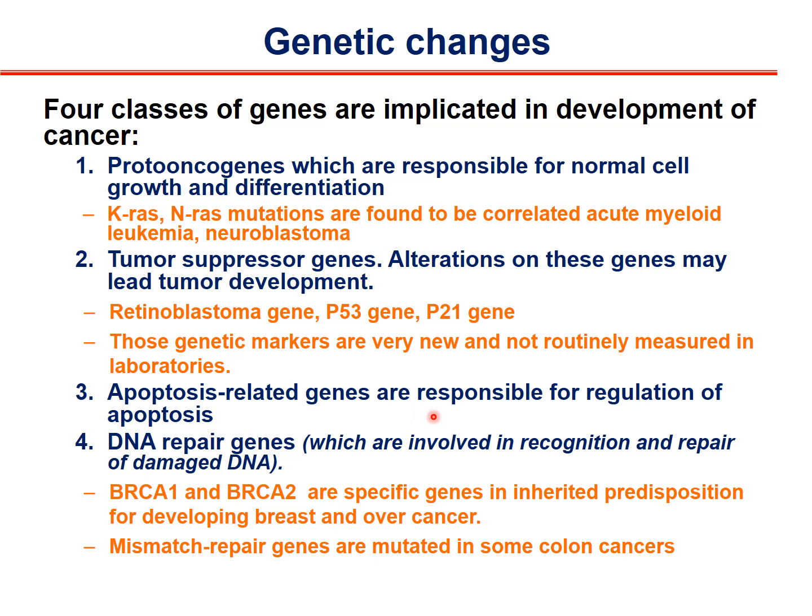Apoptosis-related genes are responsible for regulation of apoptosis, BCL2, for example. DNA repair genes are involved in the recognition and repair of damaged DNA. That is BRCA1 and BRCA2 that I mentioned before, which are specific genes in an inherited predisposition for development of breast and ovarian cancer. Mismatch repair genes are mutated in some colon cancer.